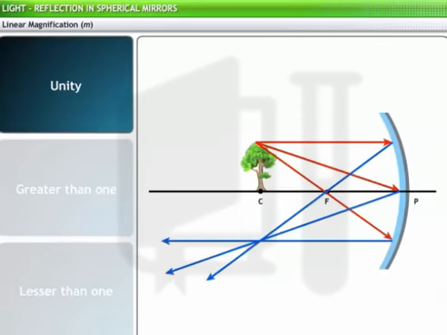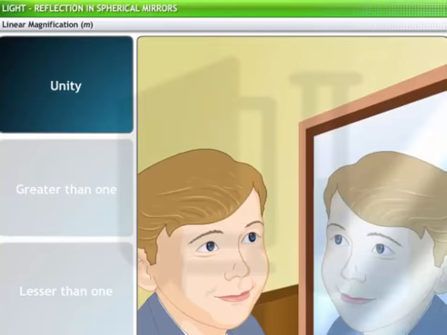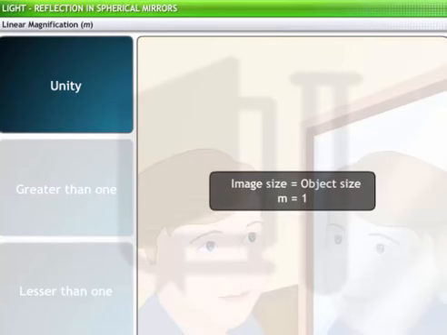Magnification is unity when the size of the image is equal to the size of the object. When you look at your image in a plane mirror, it is of the same size as yours. Therefore, the magnification of plane mirror is unity. In other words, there is no magnification.